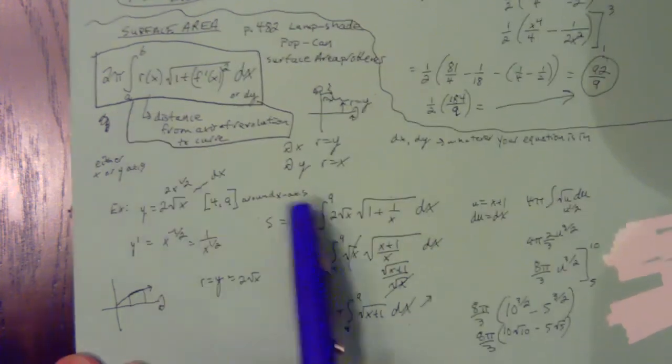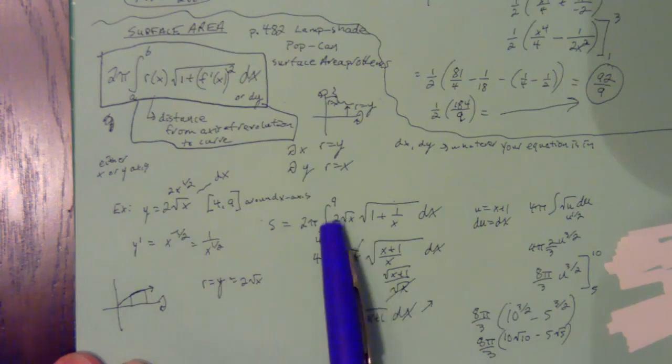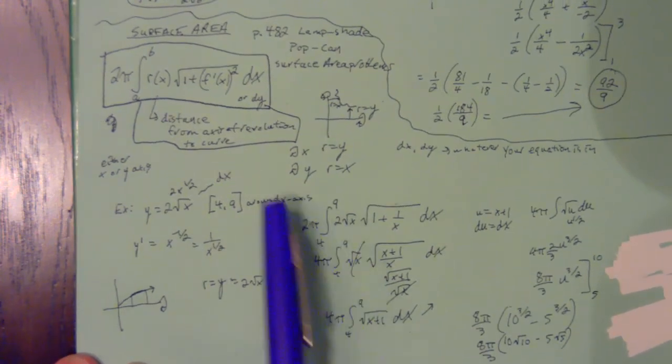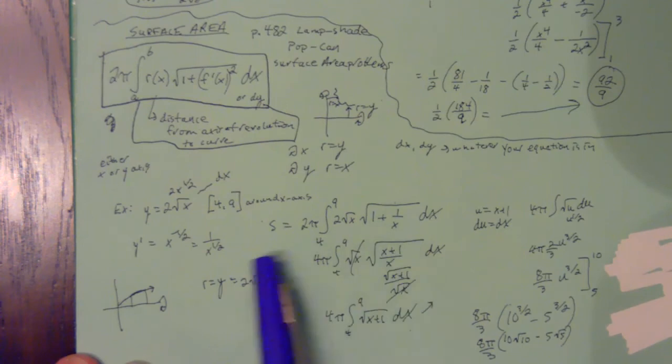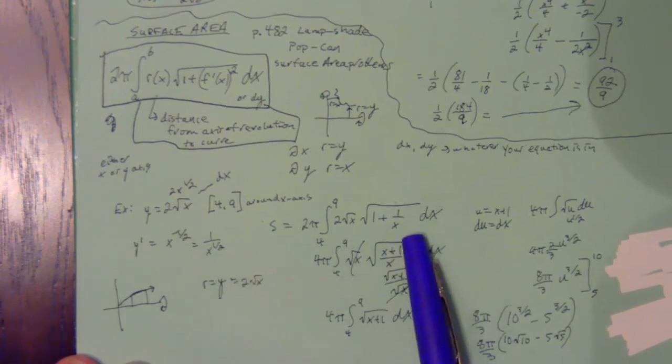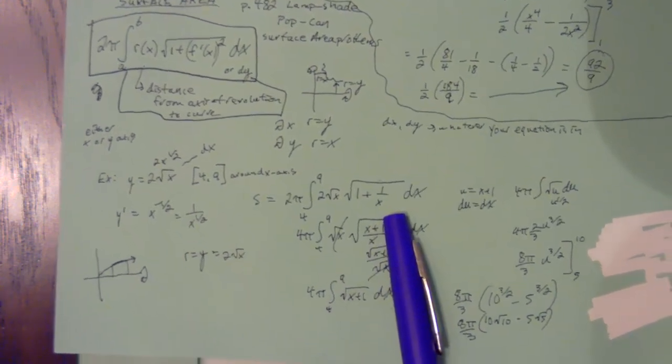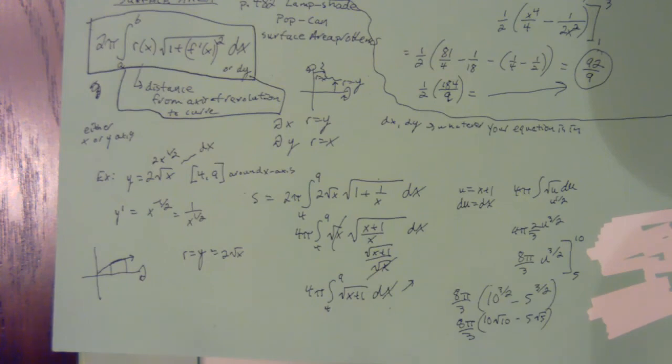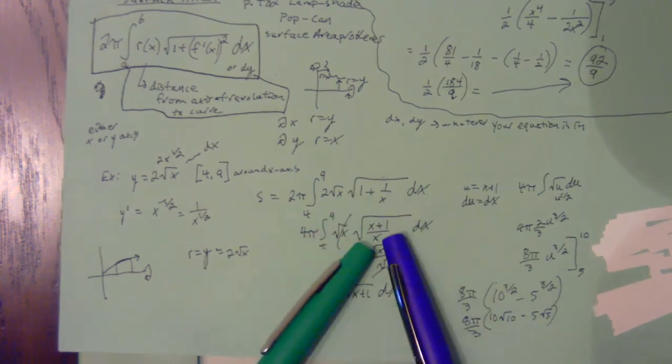But the 2 pi is part of your formula. We talked about how I had to make that the 2 radical x for the r, and then you do the square root of 1 plus that derivative squared. So when you square that derivative, you're just going to get a 1 over x. And then the moral of this section: when you have square roots inside those integrals, you got to get one single fraction. So get a common denominator, one single fraction.